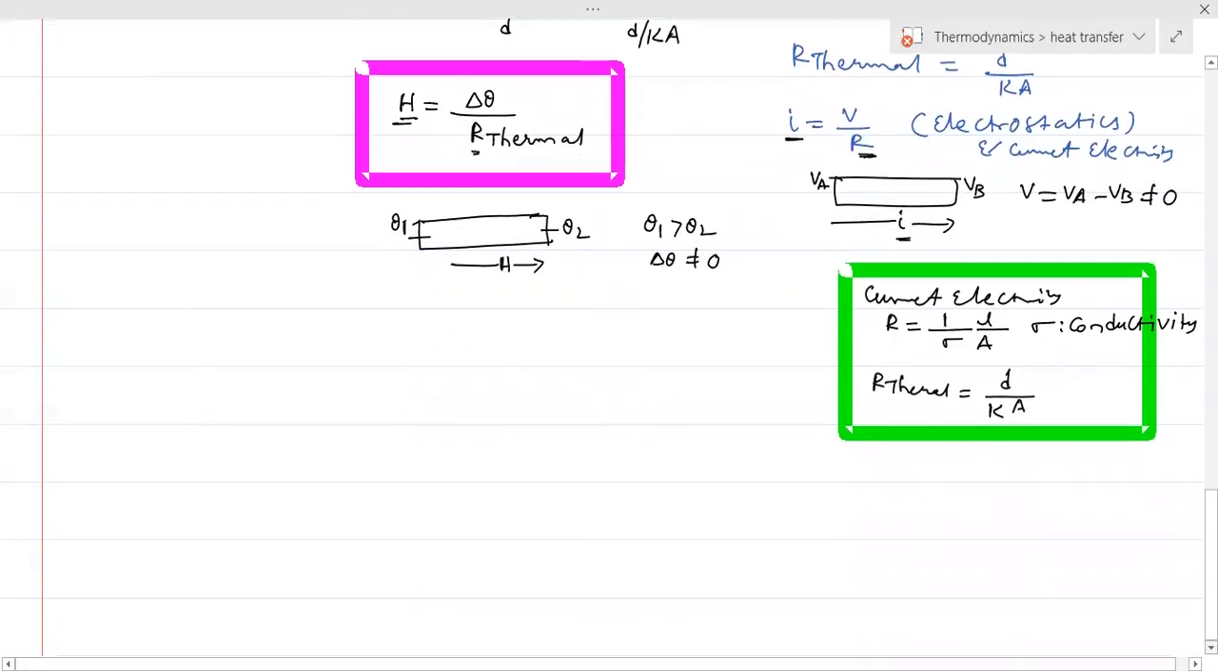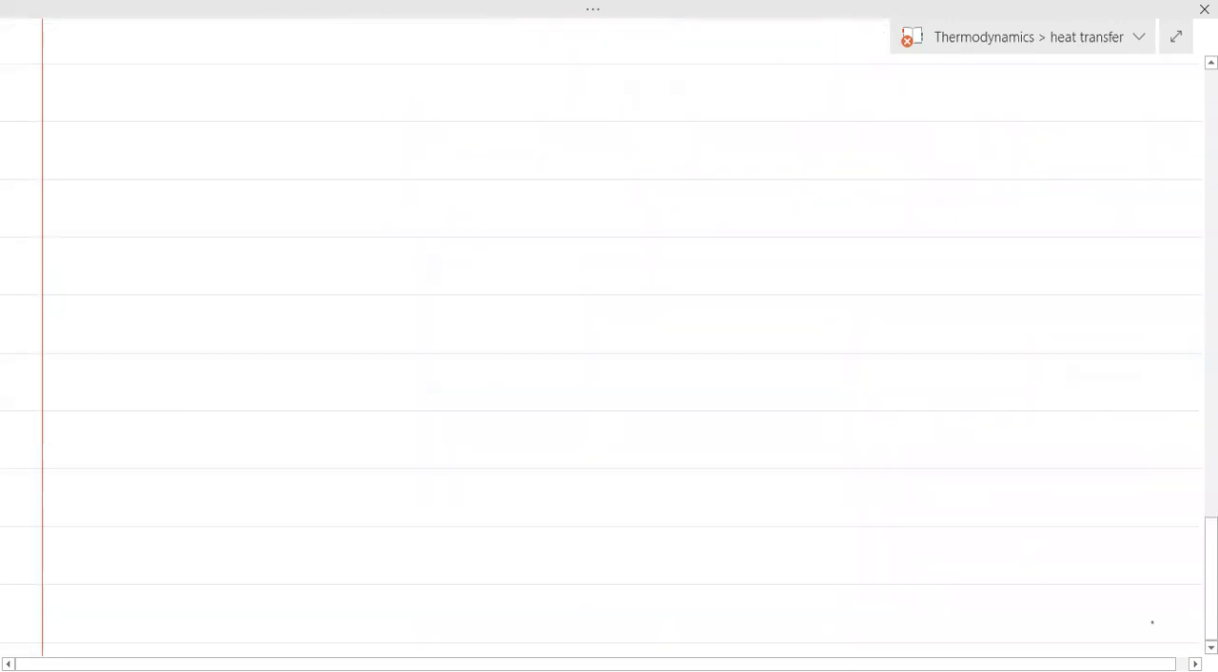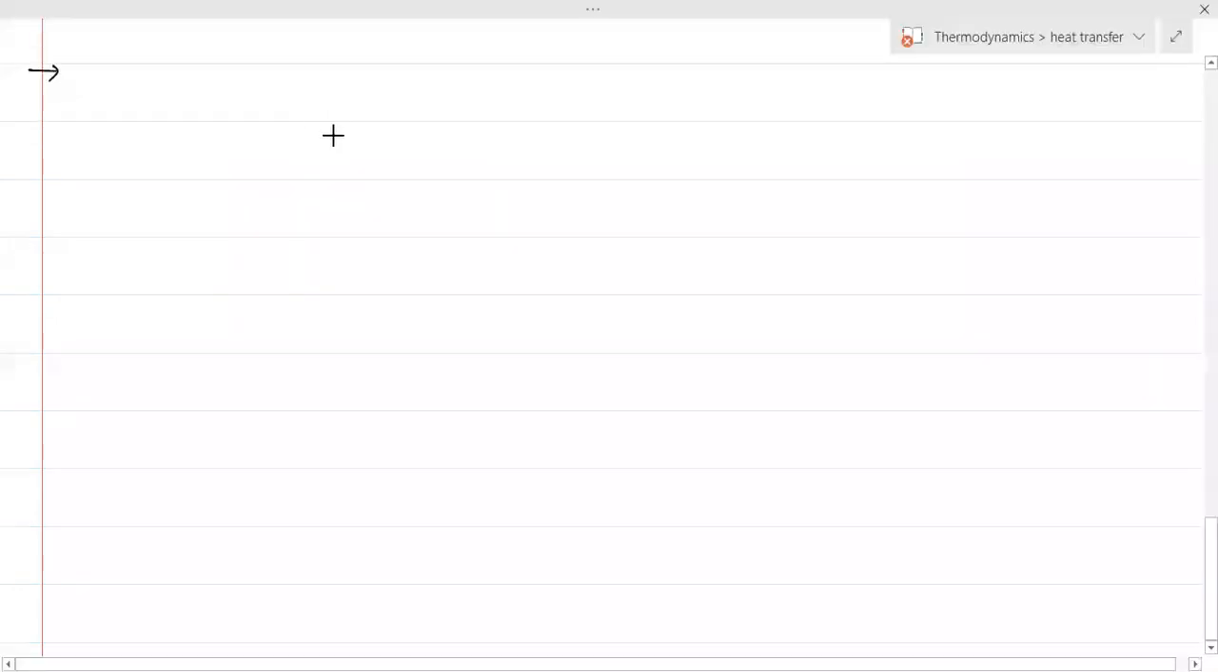For which case will we use which formula? First, we will discuss this. Suppose we have a rod given.